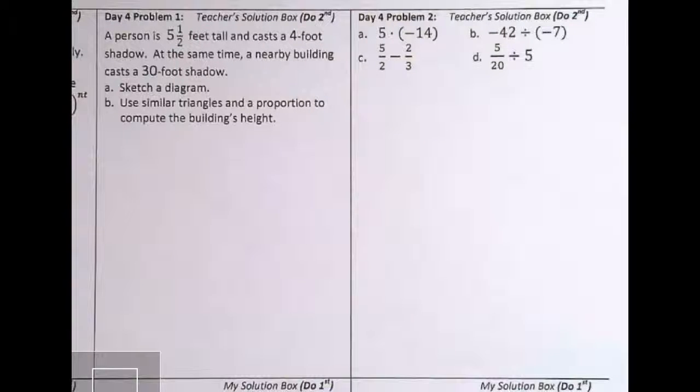Here's day 4, problem 1. A person is 5.5 feet tall and has a 5-foot shadow. At the same time, a nearby tree or nearby building casts a 30-foot shadow. Sketch a diagram.